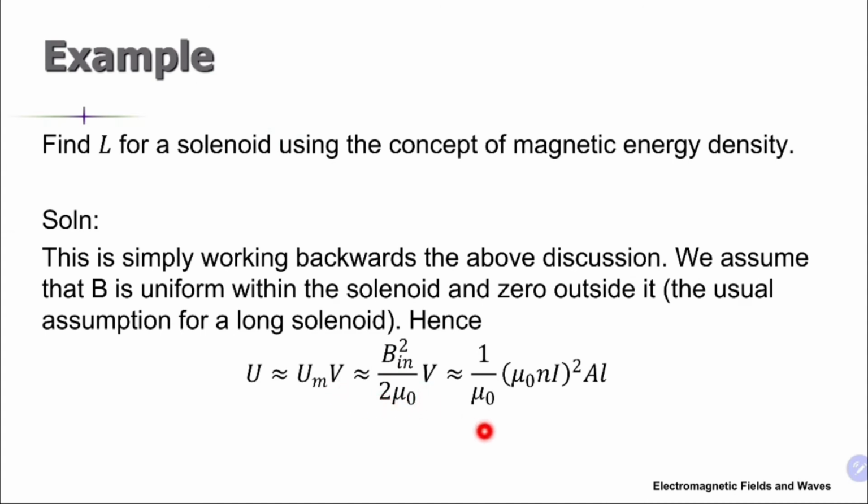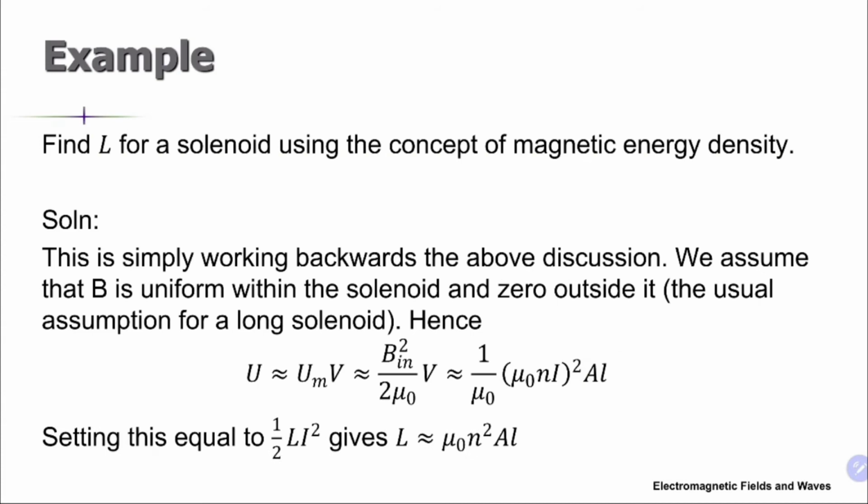V is the volume. We know that the magnetic flux density is mu naught N times I over L, squared, times L times A, which is the volume of the solenoid. Equate that to half L I squared, and you can work out that the inductance equals mu naught N squared A over L. So this is the self-inductance of a solenoid.